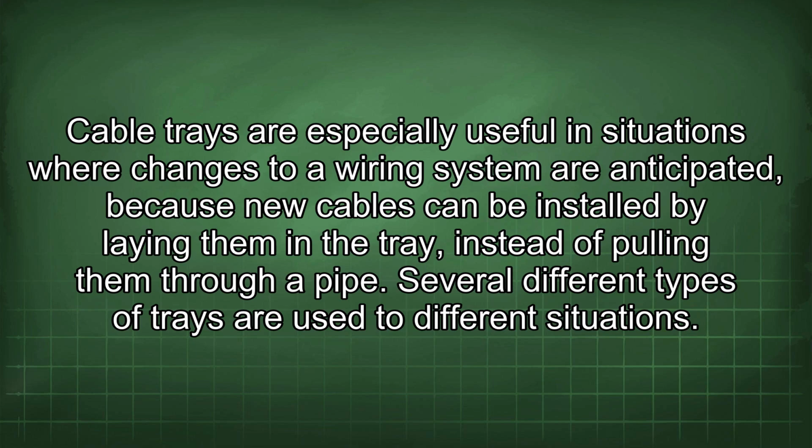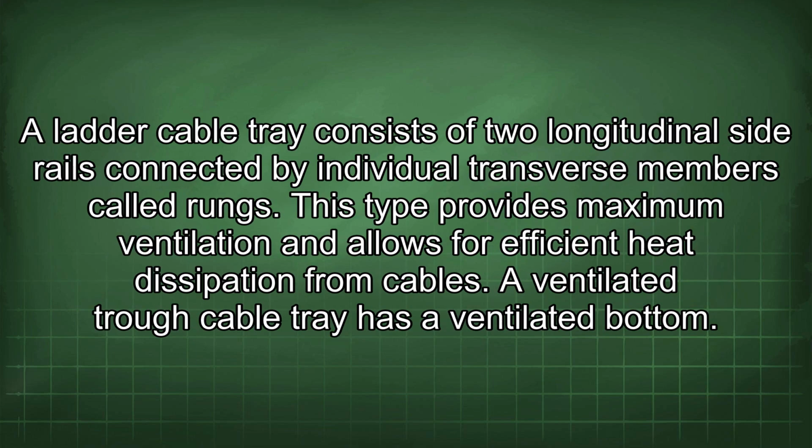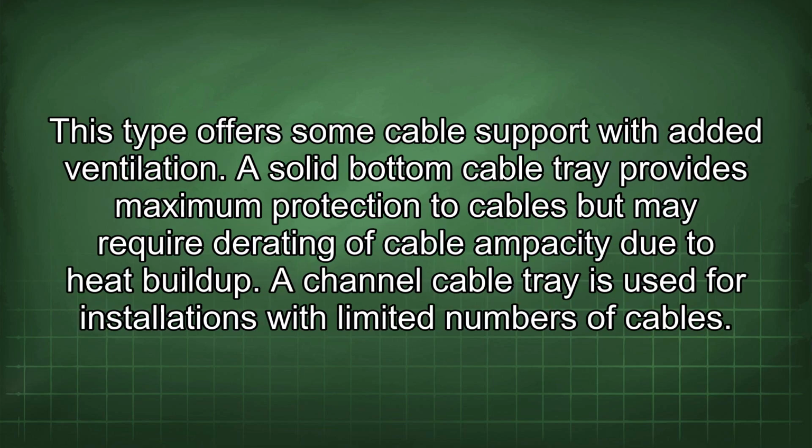Several different types of trays are used for different situations. A ladder cable tray consists of two longitudinal side rails connected by individual transverse members called rungs. This type provides maximum ventilation and allows for efficient heat dissipation from cables. A ventilated trough cable tray has a ventilated bottom. This type offers some cable support with added ventilation.